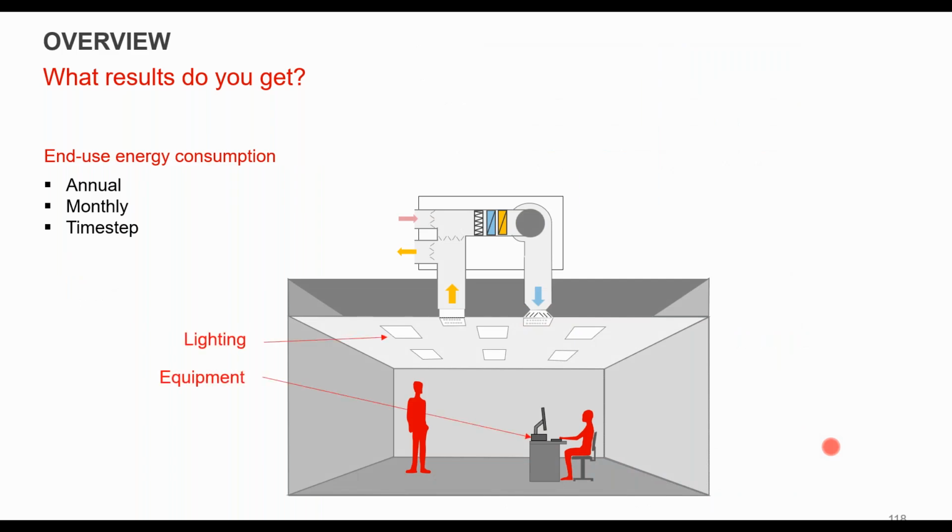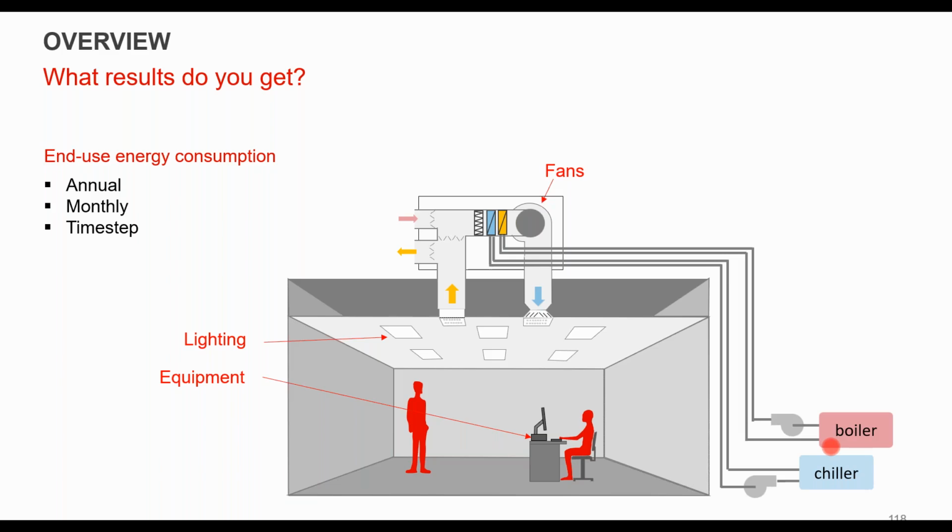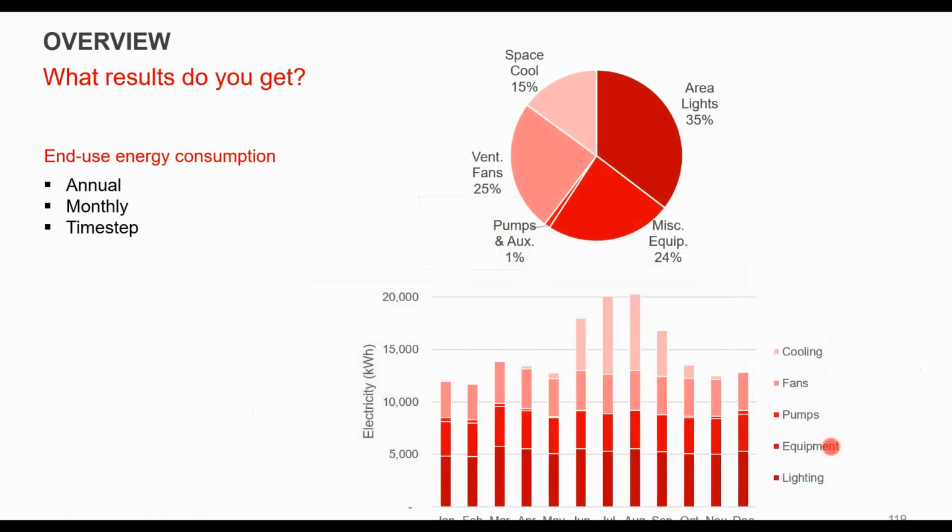In terms of end use consumption, most software will put this all out for you too. It'll tell you each hour, monthly and annually how much each of your individual building systems is consuming. So your lighting systems, your small power systems, your fans, your pumps, your boiler, your chiller, cooling tower, domestic hot water, right? So all of that is getting calculated. The energy use is being calculated for every time step, and that's being summed up.